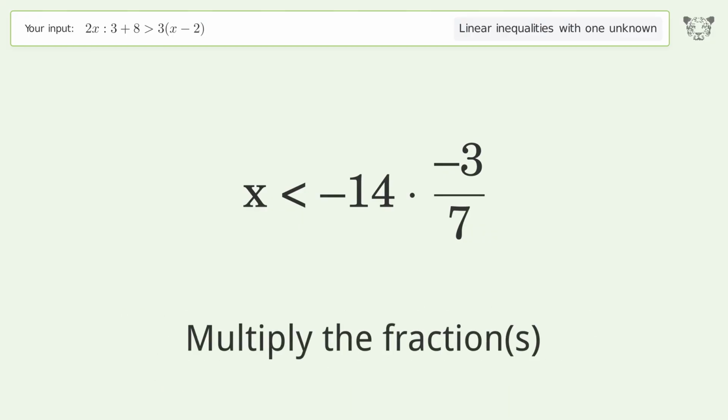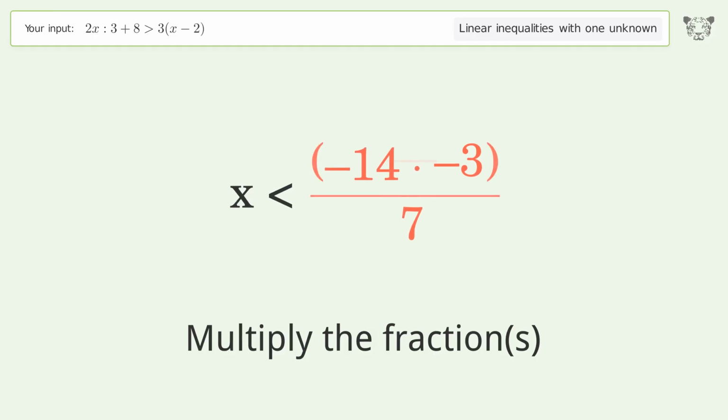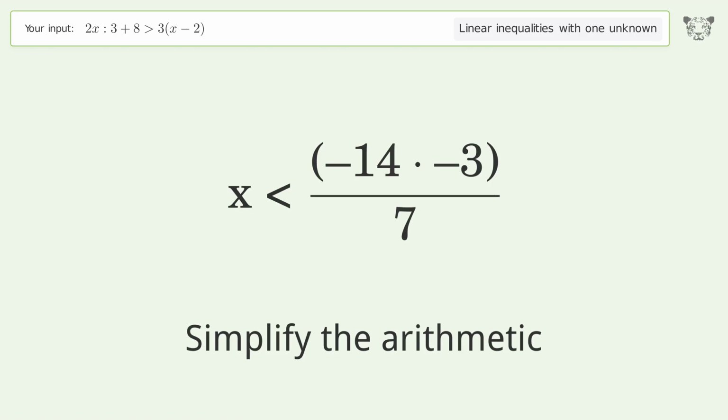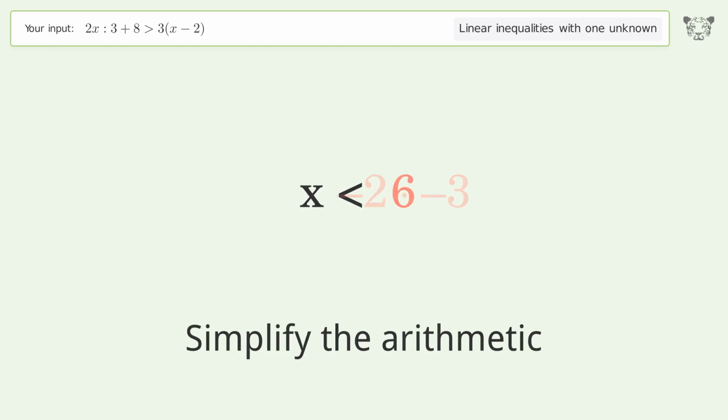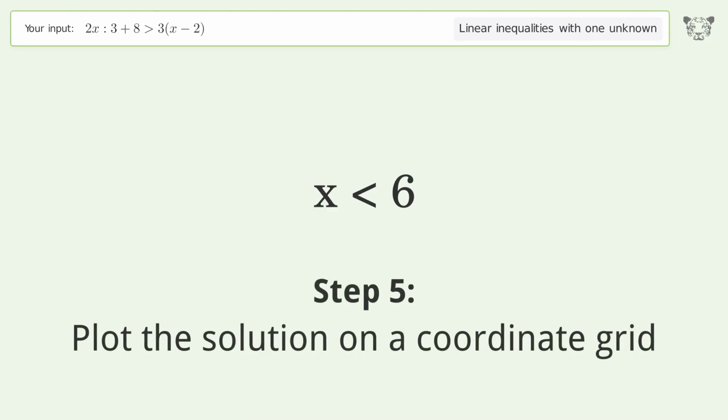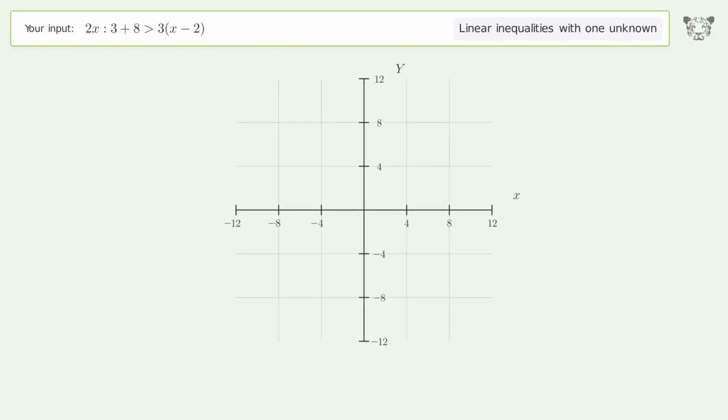Multiply the fractions. Simplify the arithmetic. Plot the solution on a coordinate grid. And so the final result is x smaller than 6.